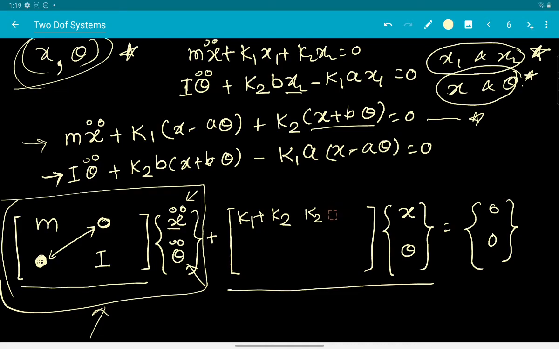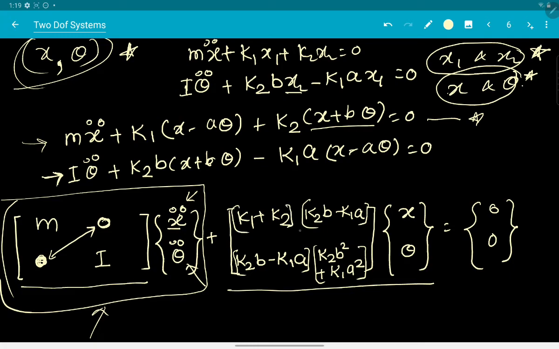So it is k2b minus k1a, and here again you have k2b minus k1a. Here you get to see what is the contribution of theta. You have k2b square plus k1a square. Okay, so this is the term. Okay, this is another term.